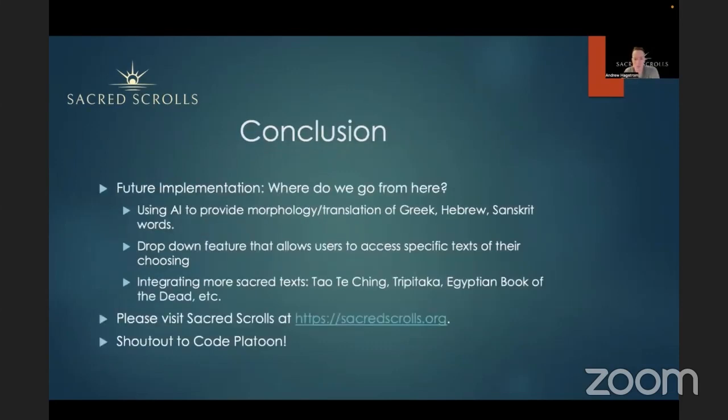So in conclusion, we are very proud of our project, but we would like to expand it in the future when we are not operating under limited time constraints. We envision implementing AI to provide morphology and translation of the Greek, Hebrew, and Sanskrit words in the text. We would also like to have a drop-down feature that allows a user to access specific texts of their choosing without being constrained by keywords and phrases. And lastly, we would like to integrate more sacred texts, such as the Tao Te Ching, the Buddhist Tripitaka, or even the Egyptian Book of the Dead.